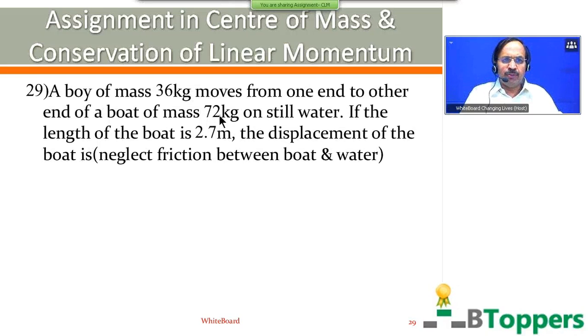A body of mass 36 kg moves from one end to the other end of a boat of mass 72 kg on still water. The length of the boat is 2.7 meter. The displacement of the boat is, within bracket, neglect friction between boat and water. Come on, try the question.